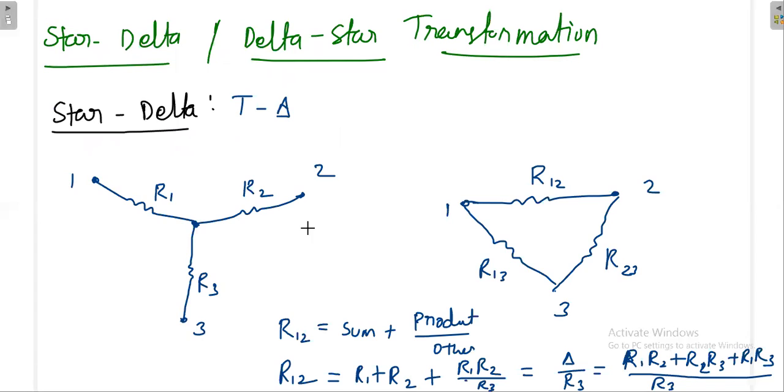For a moment, I'm going to make R2 infinite. I am just making a cross check. When R2 is infinite, what is R13? R2 infinite means you can simply remove this. Then what is R13? R13 is R1 plus R3.